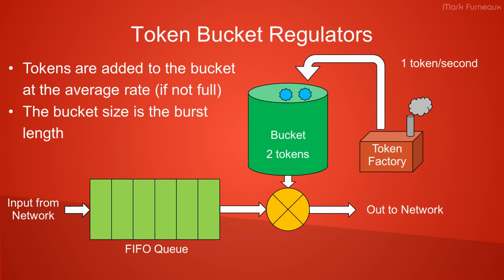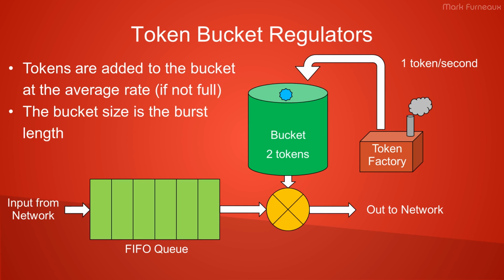The basic principle of operation is that packets come in from the network and they're placed in the queue. The packet that's at the front of the queue requires a token in order to be forwarded out to the network. So in this case, there is a token available. The token is taken from the bucket, the token is destroyed, and the packet is forwarded out to the network. And so as a result, we can burst at any given moment in time.